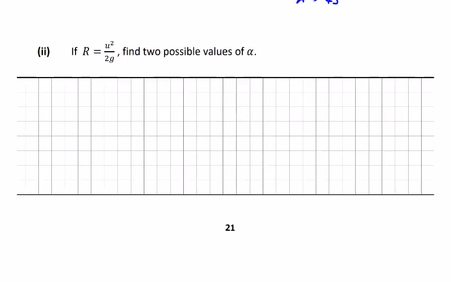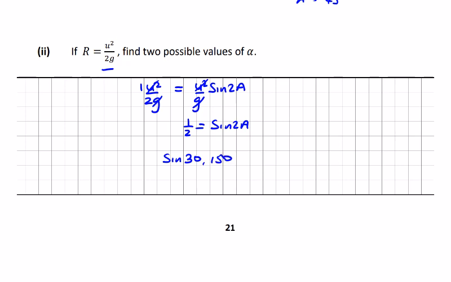Then we're told that if the range is this, find 2 possible values of a. So we let u squared over 2g, that's the range, equal what we have for the range, which is u squared over g sin 2a. If we divide by u squared over g, we end up with 1 over 2 is equal to sin 2a. The sine of 30 is a half, and so is 150. So my 2a will be equal to 30 and 150, so a will be 15 and 75 degrees.